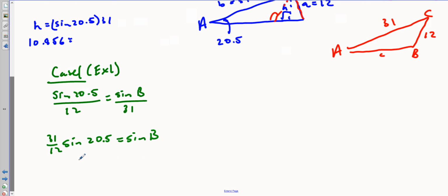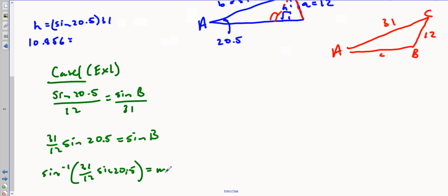Know that we have to solve for B by taking the inverse, so we take the inverse sine of 31 divided by 12, sine of 20.5, and that's going to equal the measure of angle B. So that's for case one.